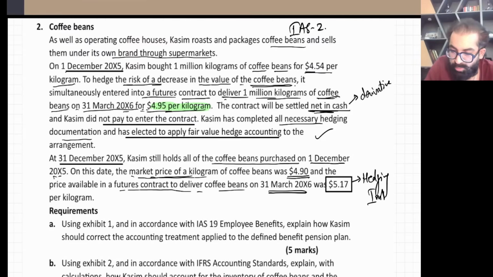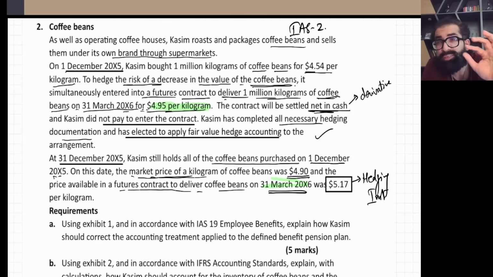Now don't get confused. Although they have written the date of 31st March X6, why? Because this contract will be settled then. Assume 31st March X6 as the name of the contract. The name of the hedging instrument is 31st March X6. Okay, but right now we are physically standing at 31st December X5. So this is the valuation of the hedging instrument and this is the value of the hedged item.